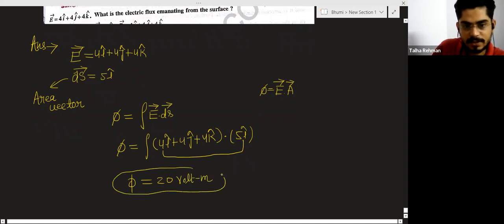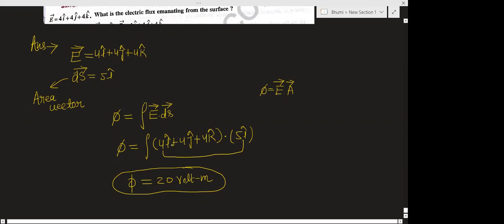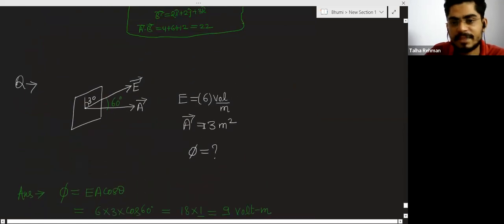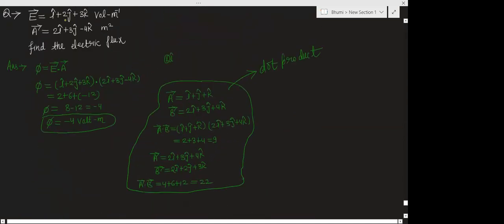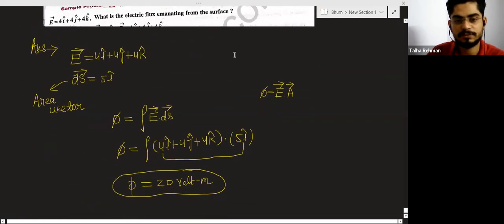Why have I done this? Because in this part there is no J and K. I have told you to multiply this I term with this term. I term means area vector. Like here you can see, we have multiplied this. I cap with I cap, J cap with J cap, K cap with K cap. You have to multiply like this in the dot product.